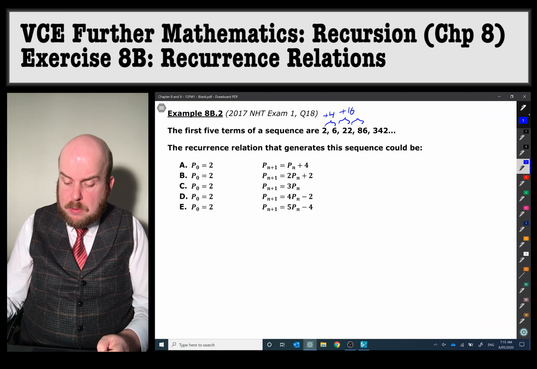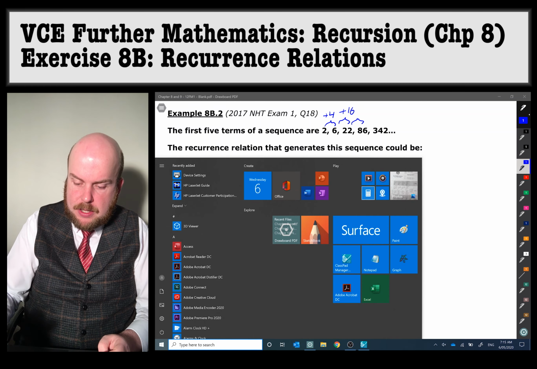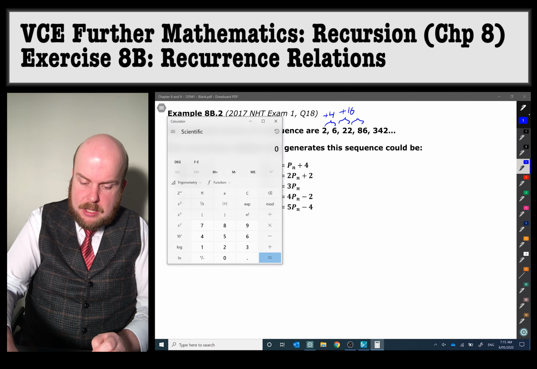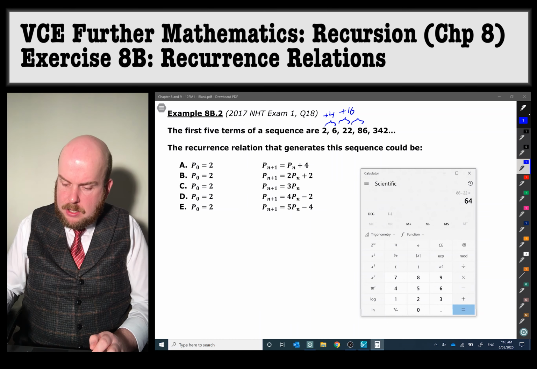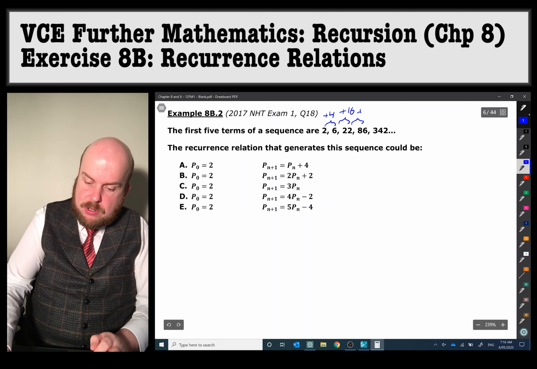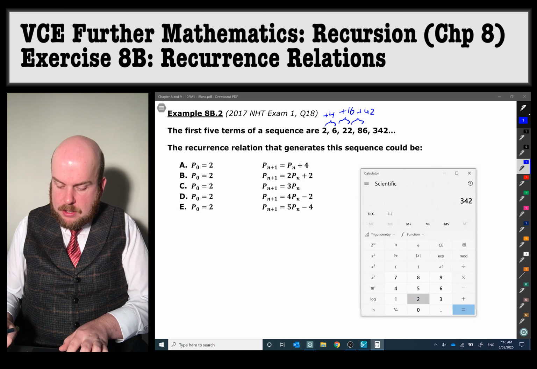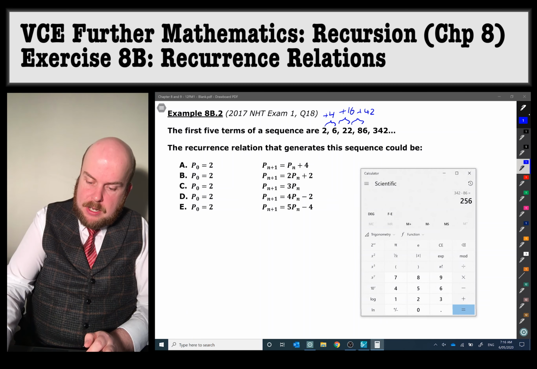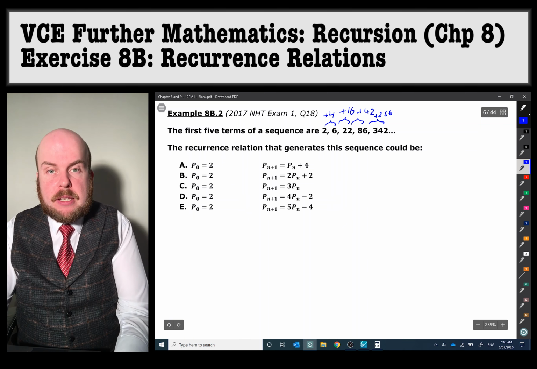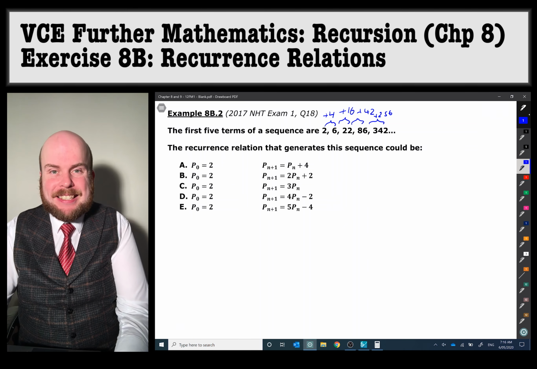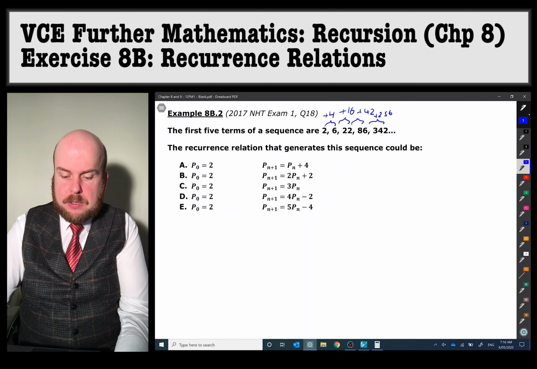And then 22 into 86, oh, I might grab my calculator for this one if you don't mind. Let's get this 86 take away 22. That's an increase of 42. And then 342 take away 86 is equal to an increase of 256. So it's not going to be just a simple ordinary plus a number, take away a number. We're going to be doing some multiplying at some point, it looks like.